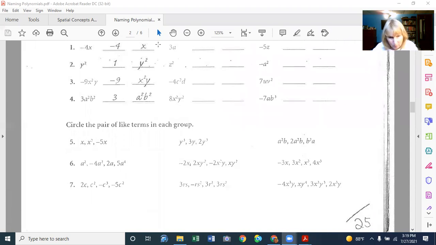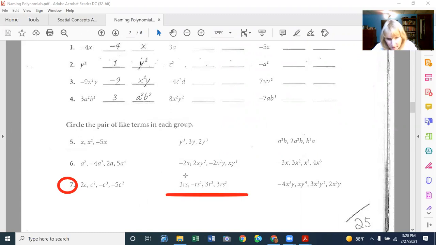So I'm going to go down to row 7 here, and I'm going to look at the second one right here. So I have to find ones that are the same. So I have a 3rs. I have a -rs squared. So right away my brain is saying, well, s squared isn't the same as s, so they're not the same. Then I have a 3r squared, and I'm saying, well, r squared isn't the same as either one of the first two because they both have 1r, not 2. And the last one is 3rs squared.